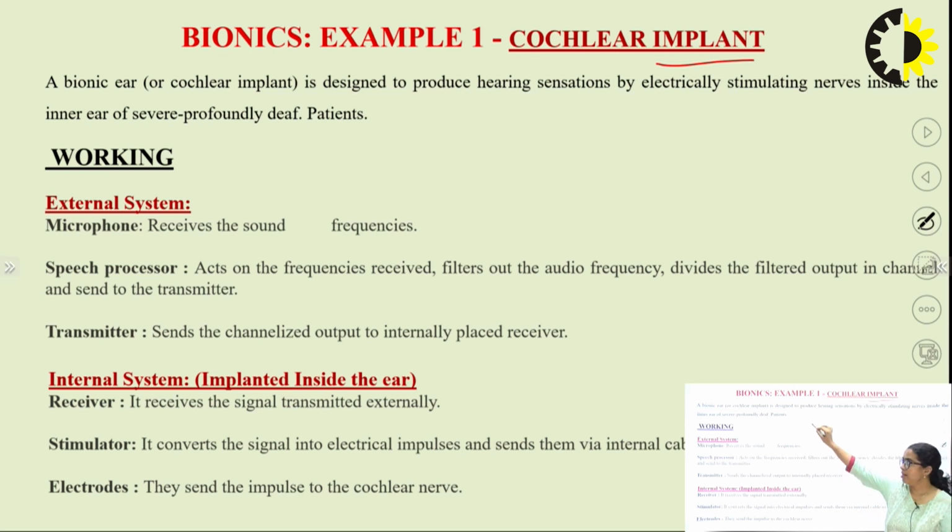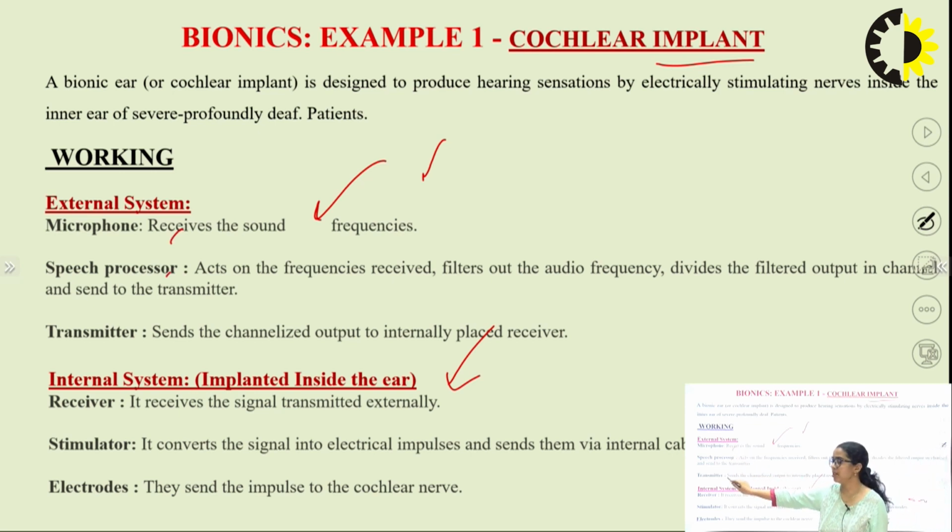So let's have a look at the working of the cochlear implant. There are two systems in any cochlear implant, one external and one internal. The external system consists of a microphone, speech processor and transmitter, while the internal system consists of a receiver, stimulator and electrodes. The microphone receives the sound, and the speech processor processes the frequencies received, filters the audio frequency, divides the filtered output into bands and sends it to the transmitter.